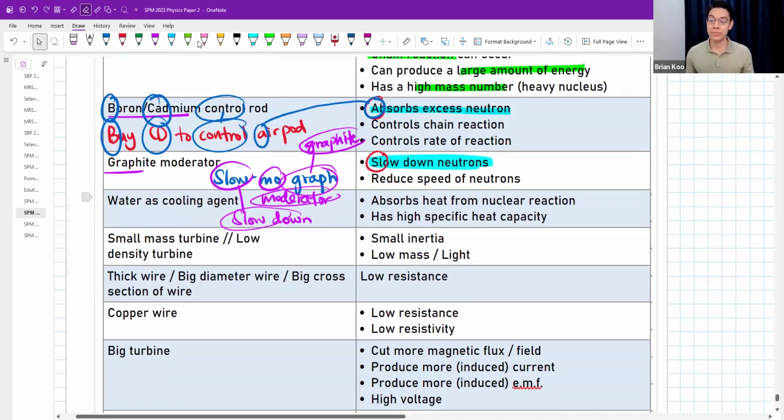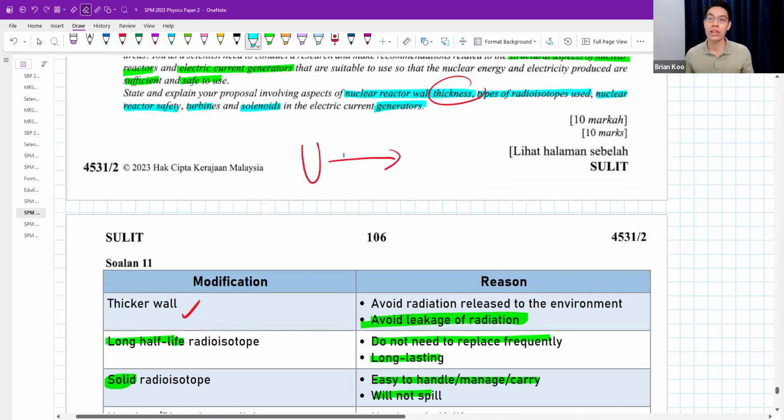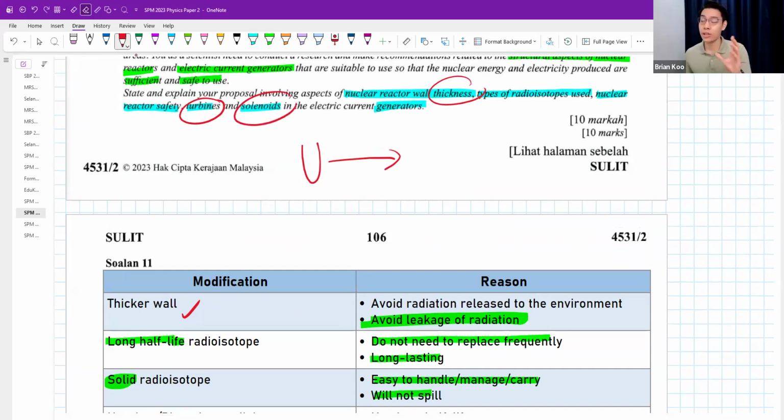Water as cooling agent. Water has high specific heat capacity, can absorb a lot of heat. I want a low density turbine. They also ask about the turbine and the solenoid. Actually, this one is giving you extra points. Honestly speaking, the nuclear reactor already got a lot of things to say and they're really very kind. They're giving you more things to talk about, 10 marks.